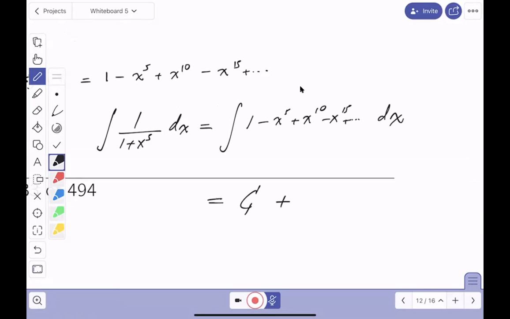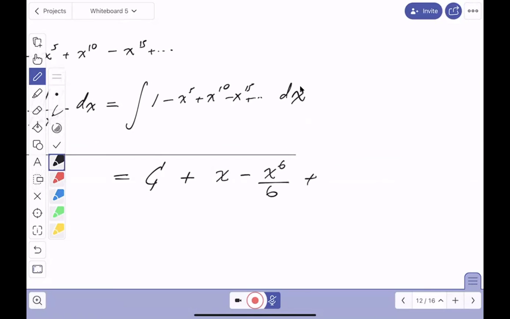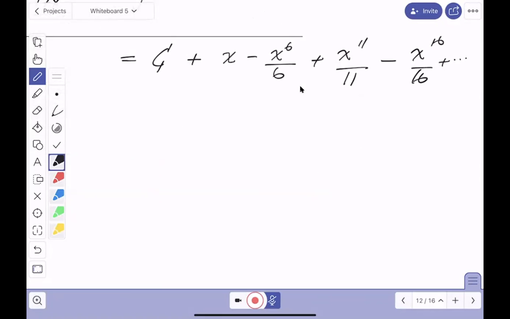Plus, well, let's write this down. And the first term is going to be x. Next term is going to be x to the 6 over 6. The next term is going to be x to the 11 over 11. The next term is going to be x to the 16 over 16, yada, yada, yada. And here comes our problem. I got to write this sum down now.